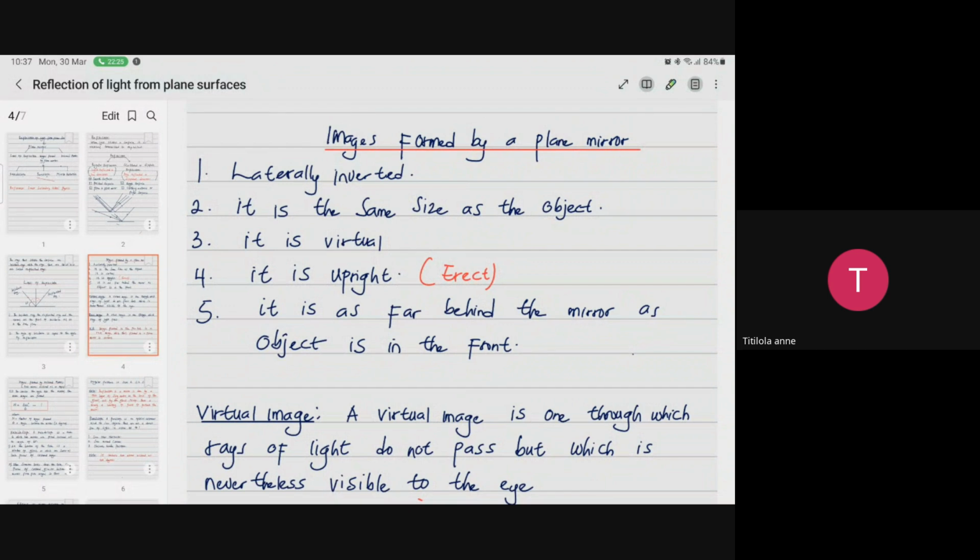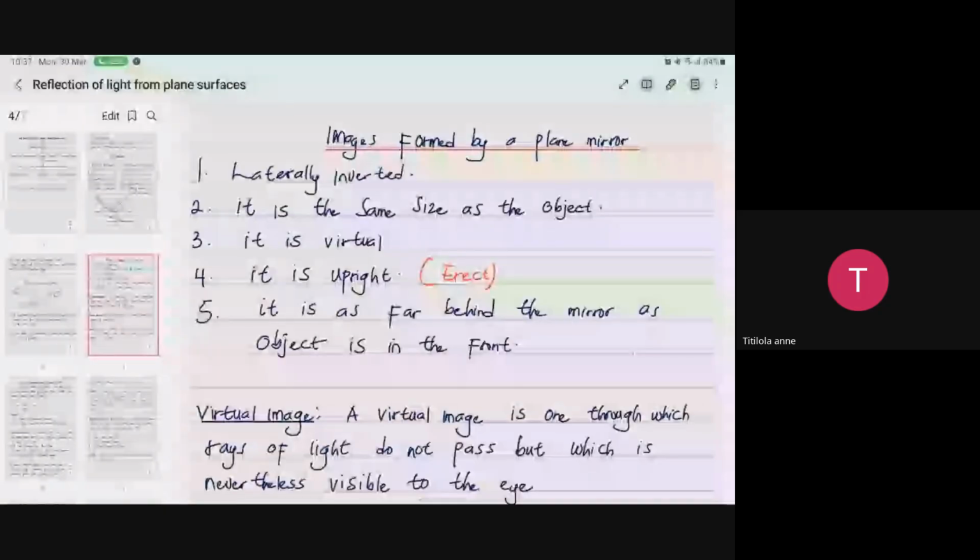Remember, the image produced by a plain mirror is virtual. The only thing is that it is laterally inverted, so the right hand shows like the left hand side. But you also have curved mirrors, where the objects in the mirror are closer than they appear.